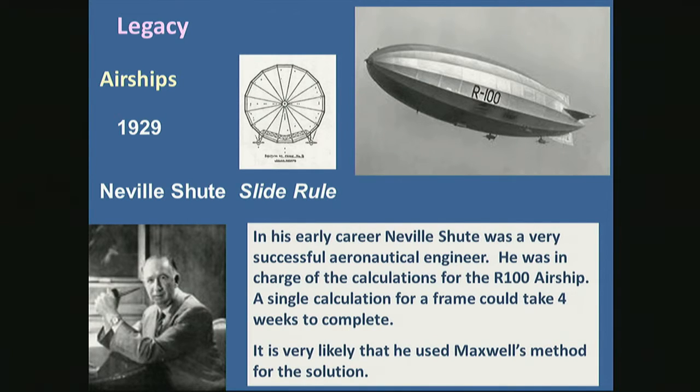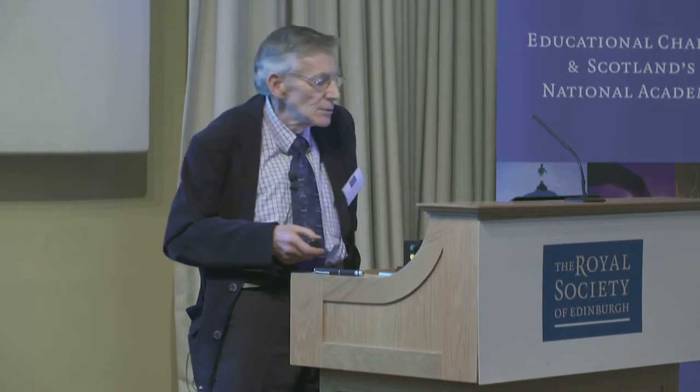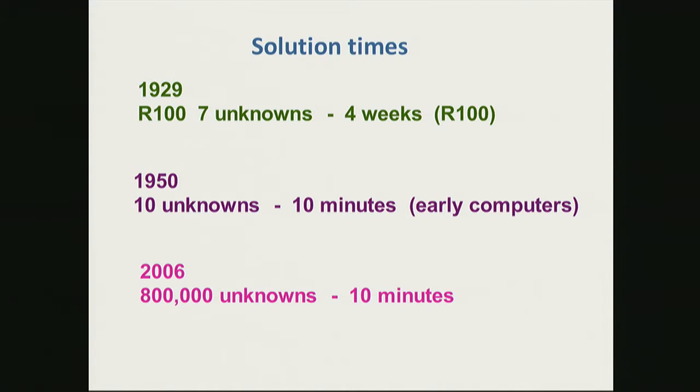And it's very likely that it was Maxwell's method that he used to solve these frames, one in 4 weeks. Now, look at what changed. It took Neville Shute and his team 4 weeks to solve 7 unknowns. And in 1950, at the beginning of computers, you could do 10 unknowns in 10 minutes. But in 2006, you could do 800,000 unknowns in 10 minutes.